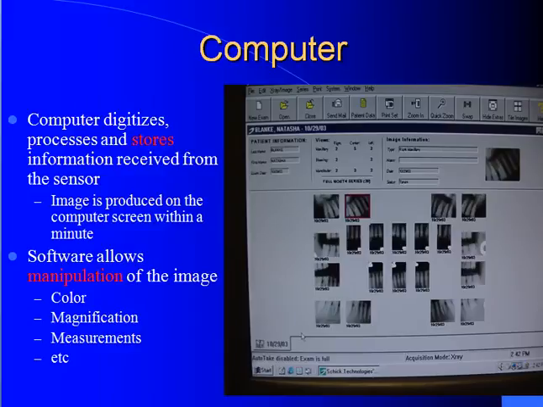The computer digitizes, processes, and stores information received from the sensor. The image is produced on the computer screen within a minute. The software allows manipulation of the image color, magnification, measurements, etc.